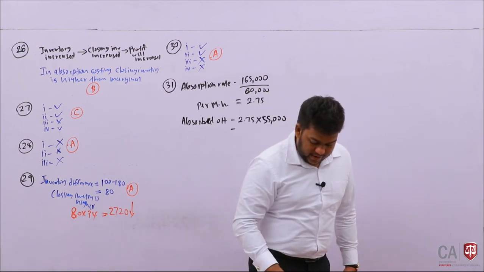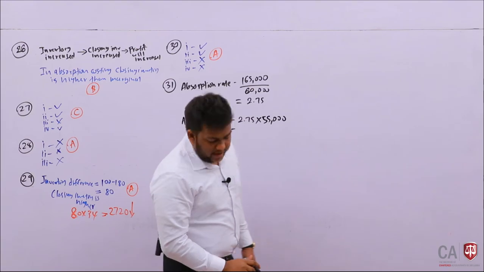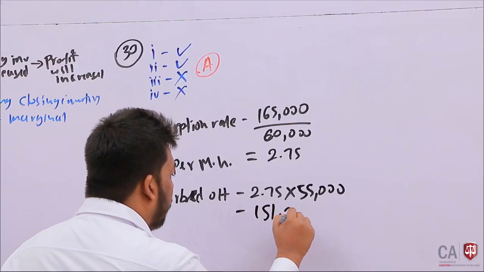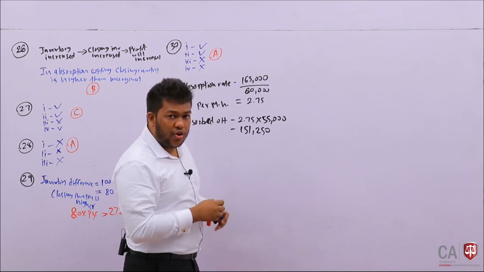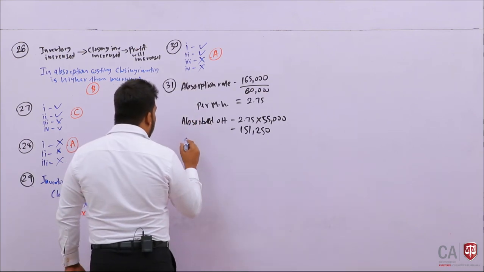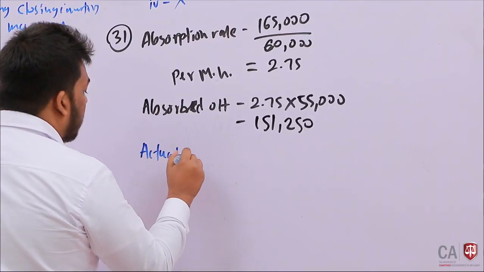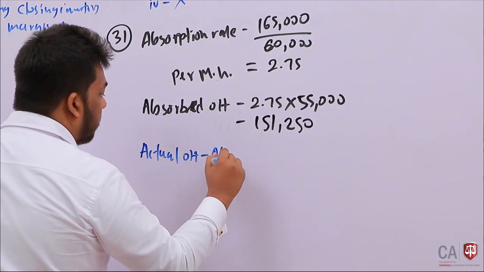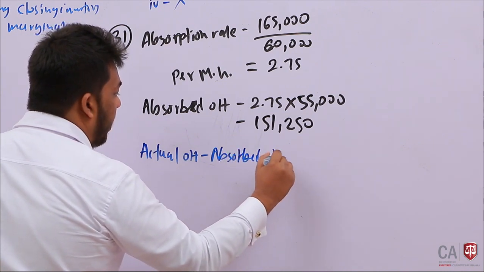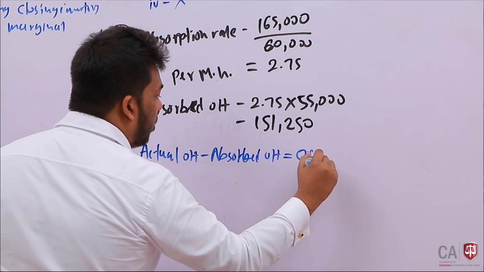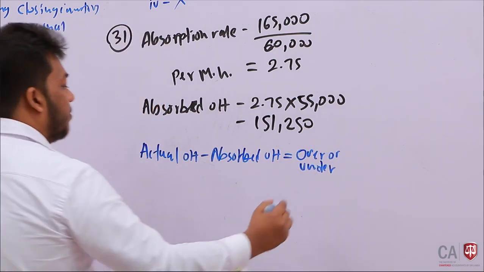So 2.75 into 55,000, that is 151,250. Then how to calculate the over or under? Actual overhead minus absorbed overhead equals over or under absorption.